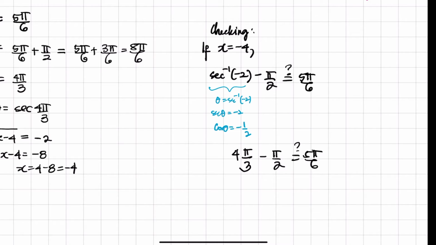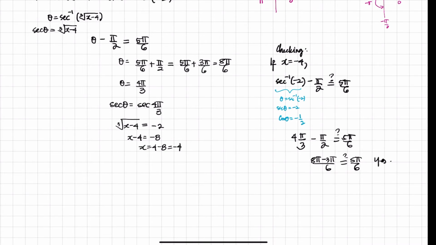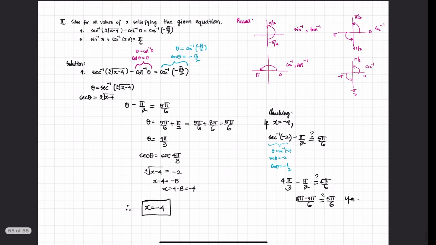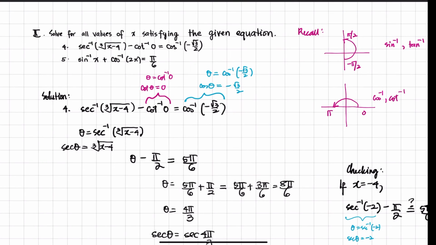Okay. So, it's 4 pi over 3 minus pi over 2 equal to 5 pi over 6. And it turns out, mukhang yes naman, no? So, 8 pi minus 3 pi over 6, is it equal to 5 pi over 6? Yes. So, ang sagot sa number 4 is negative 4. Okay? Proceed na tayo sa number 5. Kukopyahin ko lang ulit itong problem, and then same approach lang.